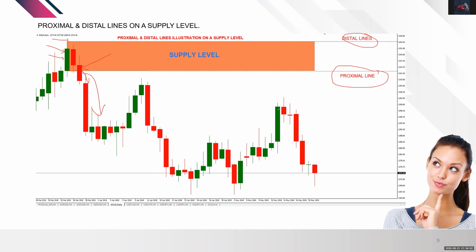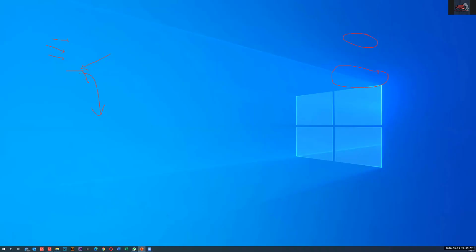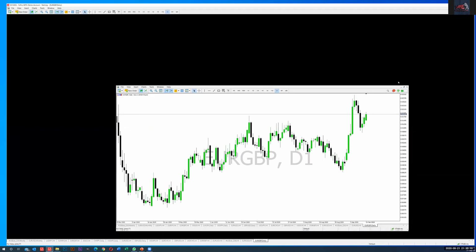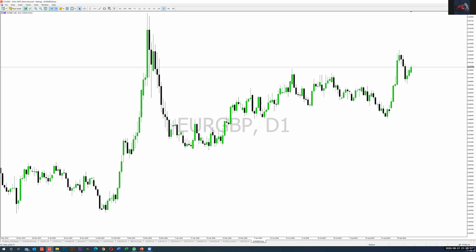I'm going to send you the notes once we are done. So now we are going to go on to the chart, the MT4. And then I'm going to show you firstly the engulfing pattern, and then I'll show you how to illustrate the distal and the proximal lines on a supply or on a demand zone.